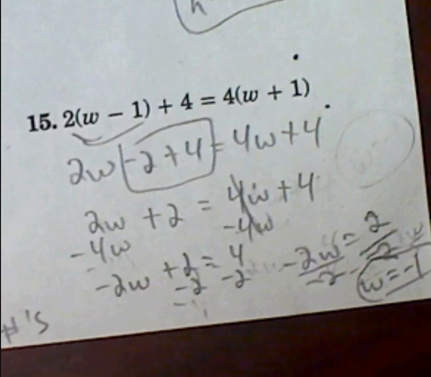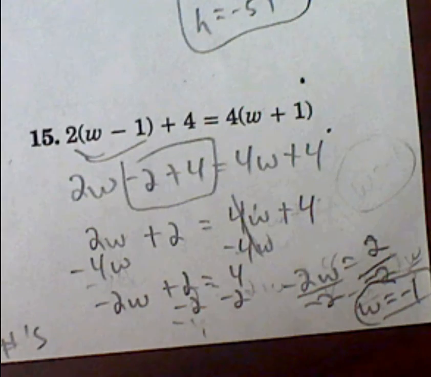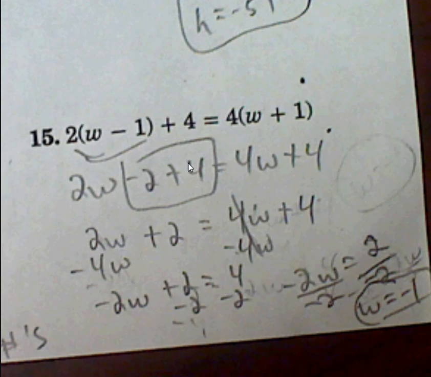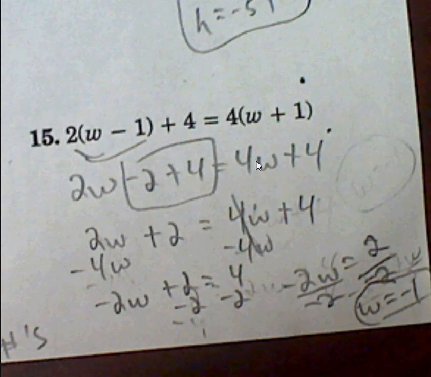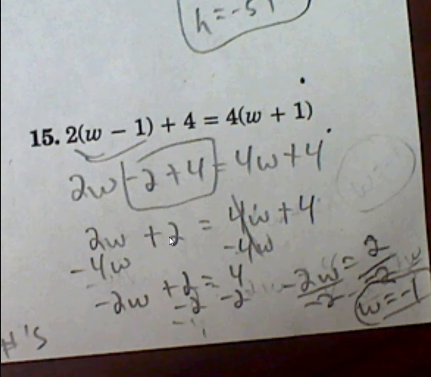On number 15, I distributed, so I got 2w minus 2, brought down my 4, distributed the 4, got 4w plus 4, combine like terms, and I get plus 2.